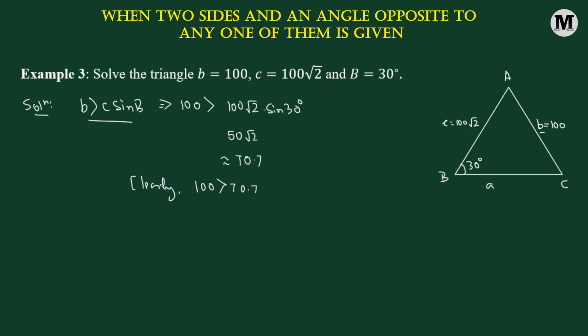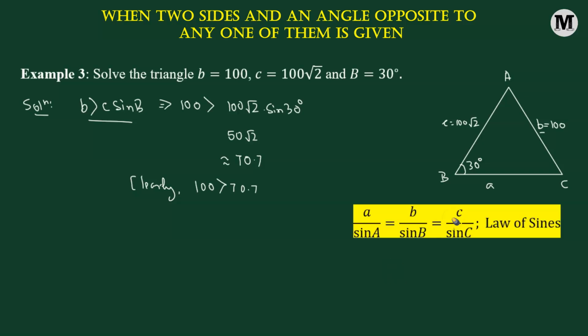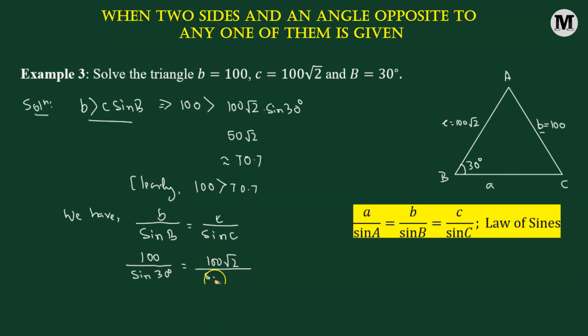Let's consider the law of sines. We're going to take the second ratio, B over sine B and C over sine C, since we know the value of the side B, side C, as well as the measure of angle B. That is going to help us find out the measure of angle C. So we have B over sine of angle B equals C over sine of angle C. So B here is 100 divided by sine of angle B, so that's 30 degrees, equals C, so that's 100 times square root of 2 divided by sine of angle C.